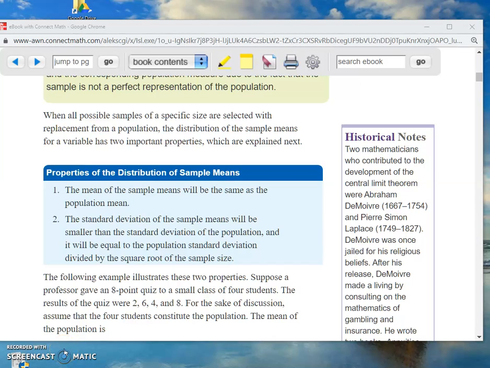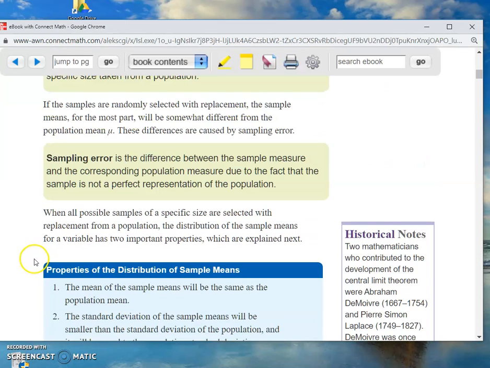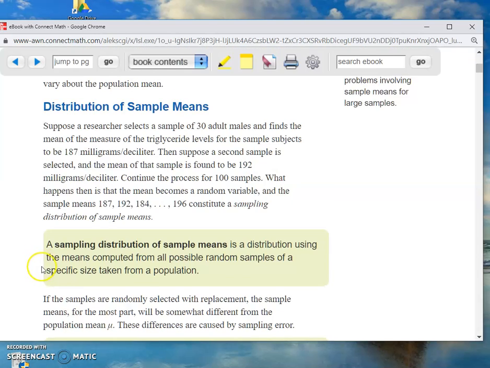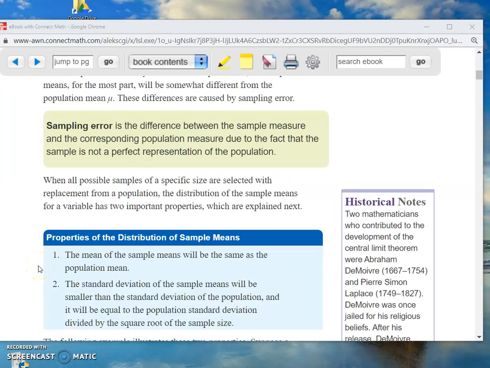We are in Chapter 6, the normal distribution. This is Section 6-3. This is video recording number 2. Where we left off was we were right here talking about the properties of the distribution of the sample means. And this is edition number 10. This is the official textbook edition. If you're using that edition, this is page 344 is where we are.